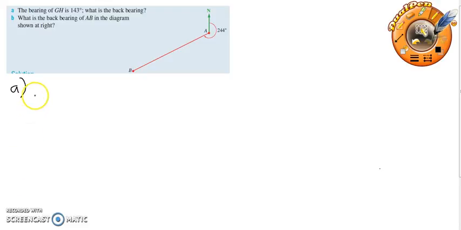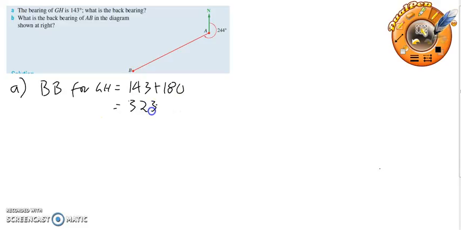So, the back bearing for GH is simply 143 plus 180, which equals 323 degrees. So is that between 0 and 360? Yes, good, that's the correct back bearing.